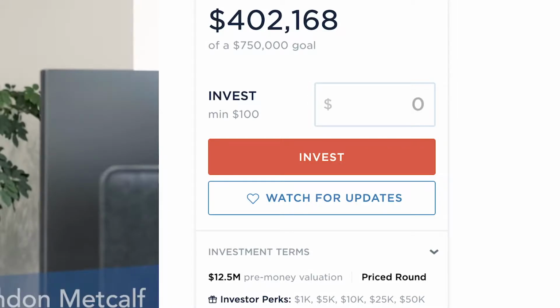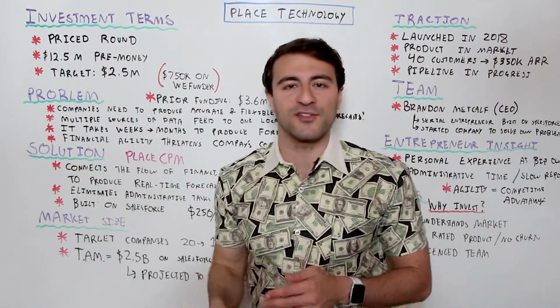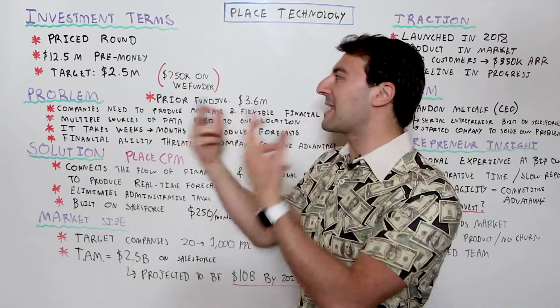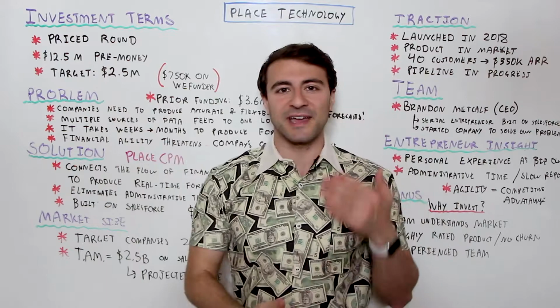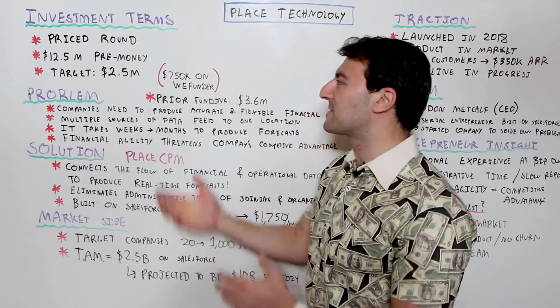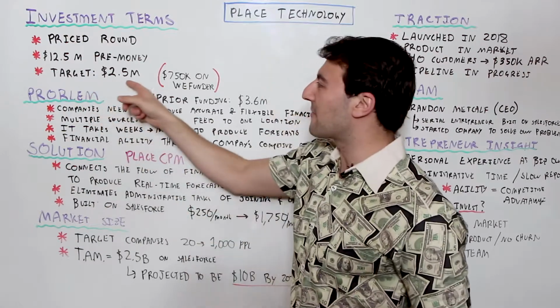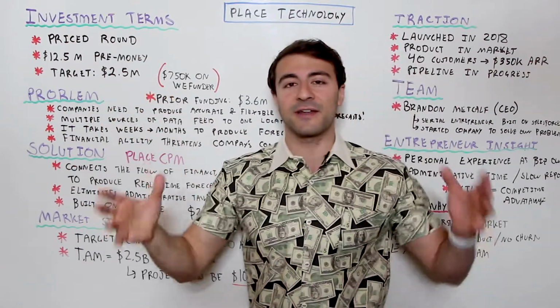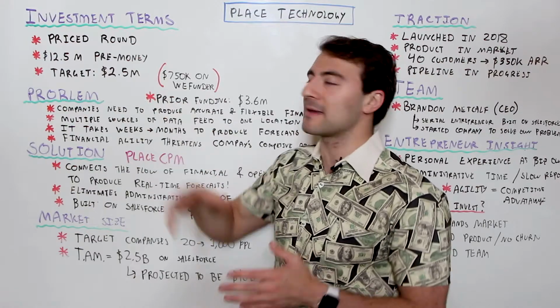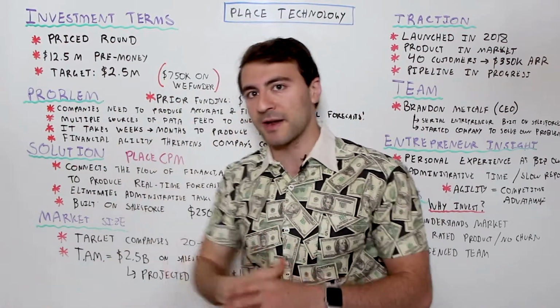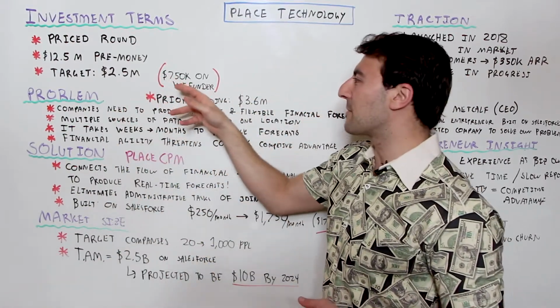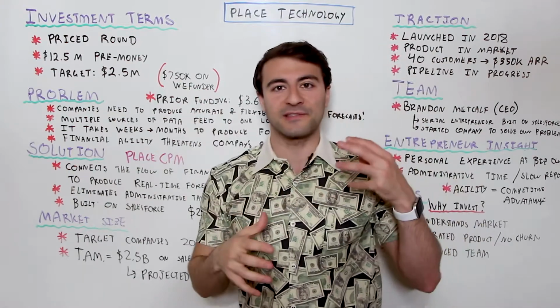It was a 12.5 million pre-money valuation, which basically means that before any investment has been raised, the valuation is set at $12.5 million for the entire business, and the target allocation for the raise was $2.5 million. So all said and done, the company will be valued at $15 million post money. Now, about $750,000 is allocated to be raised on WeFunder.